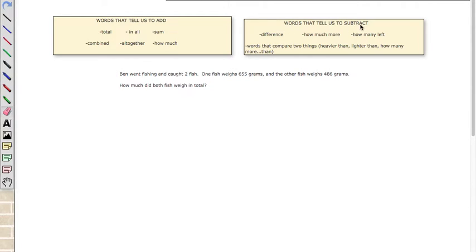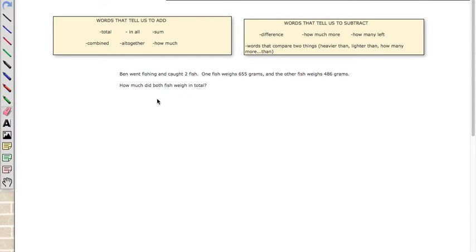Words that tell us to subtract include the word difference, how much more, how many left, or words that generally compare two things. So one object is heavier than another, how much heavier, or lighter than, or how many more. So how many more jelly beans does person A have than person B?